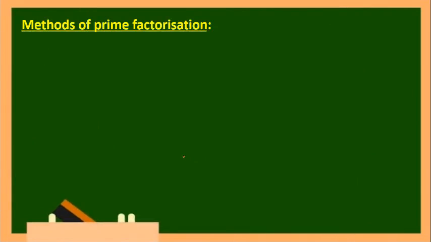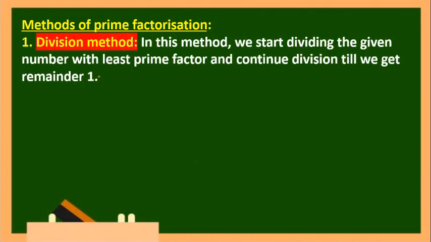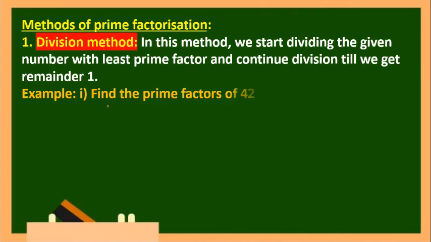Now let's see the methods of prime factorization. The first method is the division method. In this method, we start dividing the given number with the least prime factor and continue division till we get remainder 1. So we have to divide with prime numbers only and continue the division till we get remainder 1. Now let's see one example.